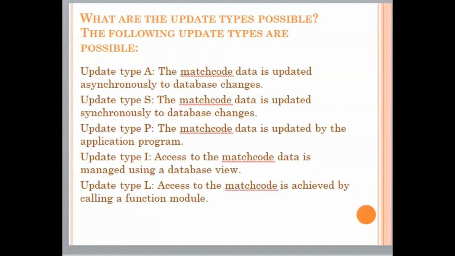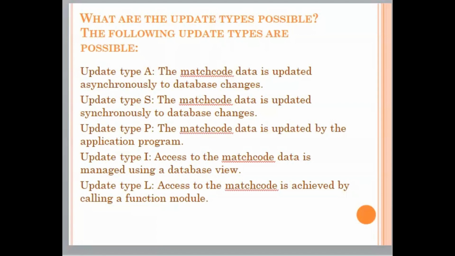You must specify the update types when you define a match code ID. What are the update types possible? The following update types are possible. Answer. Update type A. The match code data is updated asynchronously to database changes. Update type S. The match code data is updated synchronously to database changes.